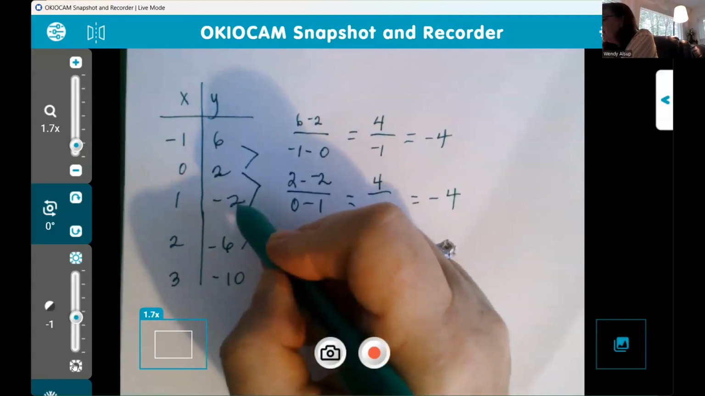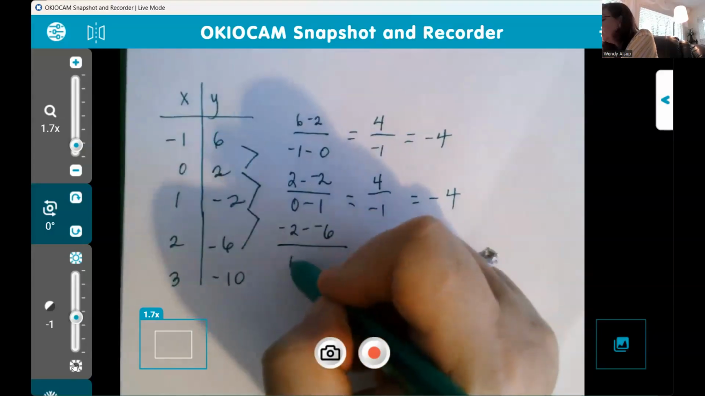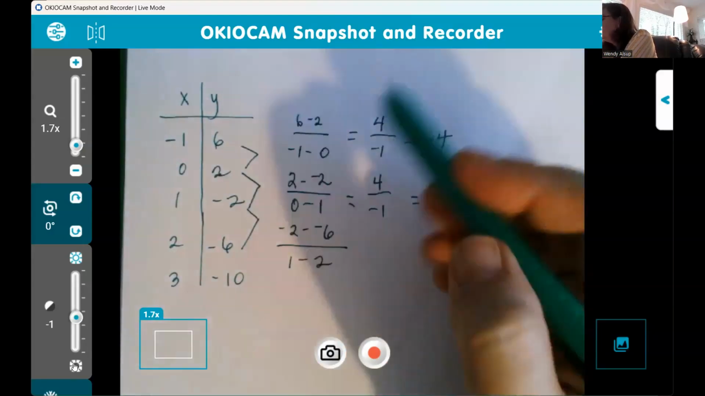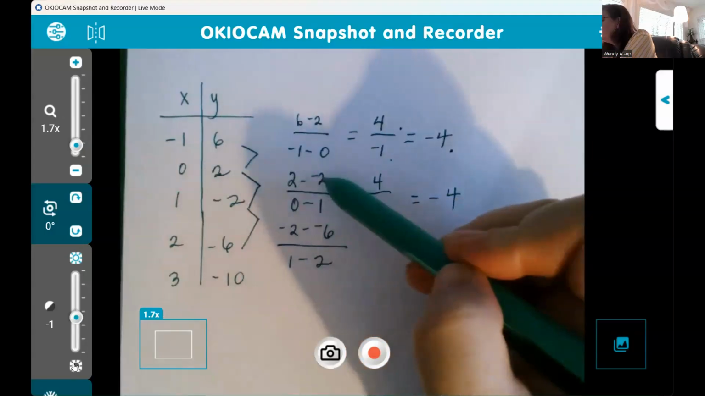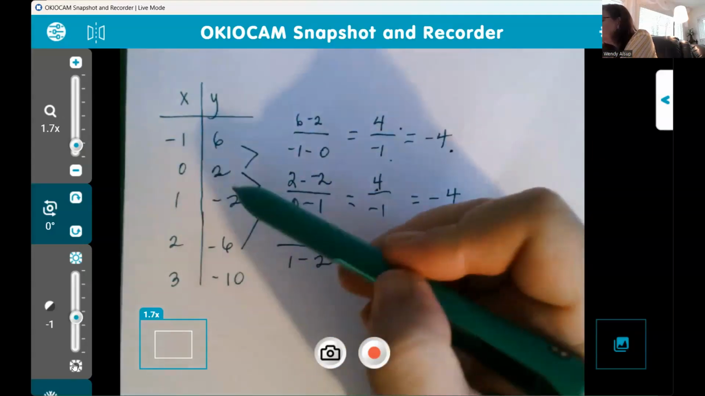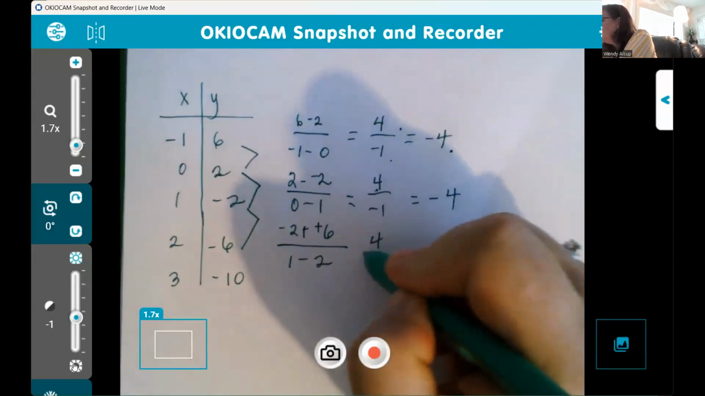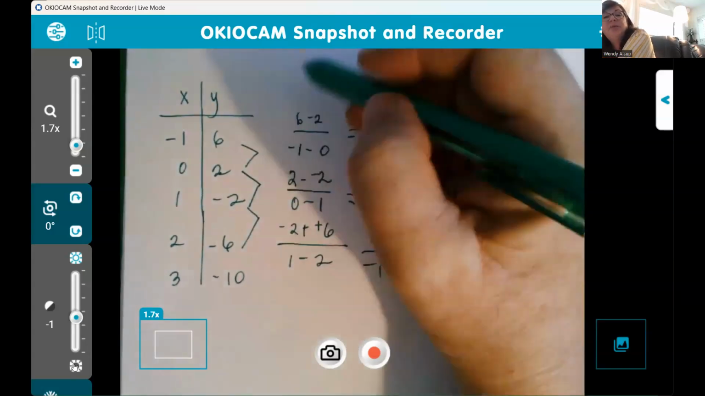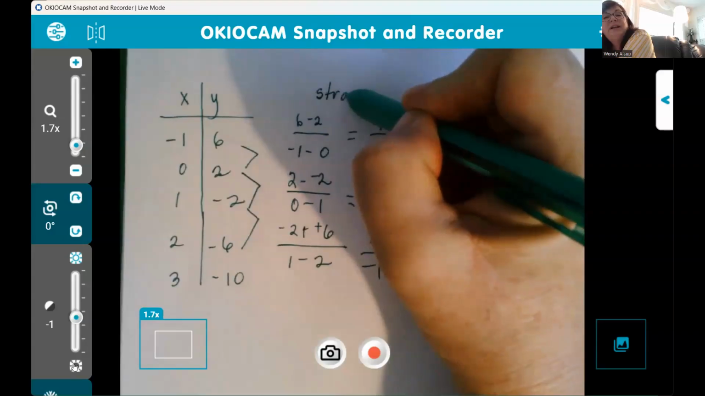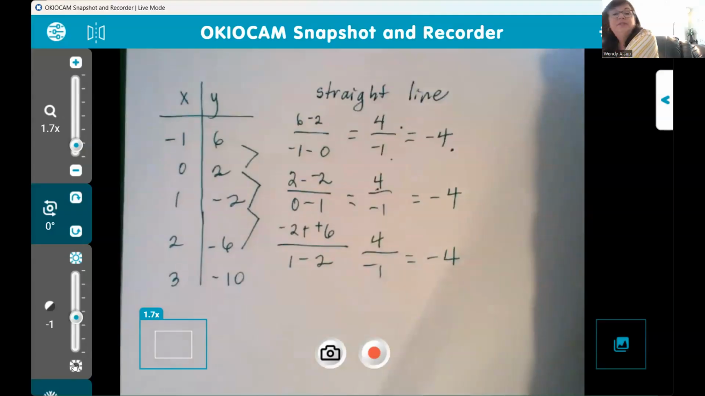How about -2 minus -6 all over 1 minus 2? Yep, this is going to be 4 over -1. Look, every time my slope is the same, I have a constant slope. This first one is a straight line.